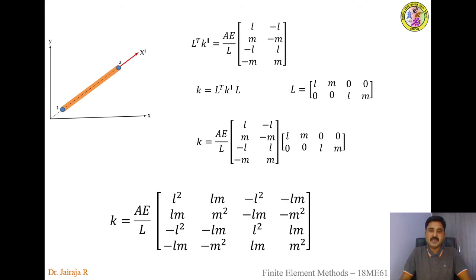So how to remember this? There is a shortcut. If you know these four terms: l square, lm, lm, m square, then here minus, here also minus, here again positive. Like this we can easily remember.